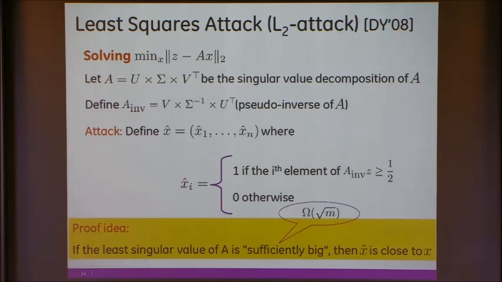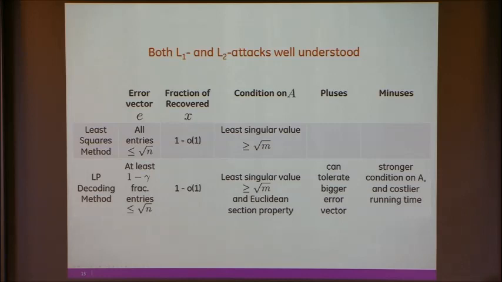As I said, linear reconstruction could be done using either p equal to 2, so you put a 2-norm on Z minus AX, or the 1-norm. And they lead to different styles of attack, least squares or LP decoding. LP decoding attacks are stronger in that you can tolerate a much bigger error. You can have a gamma fraction of entries be arbitrarily large. This was shown by the work of Dwork, McSherry, and Talwar on how to analyze these attacks. But you need a stronger condition on A, and it's also costlier to run because you are solving a linear program now. So for LP decoding, you need a stronger condition on A, but it gives a stronger error bound. You can tolerate more noise.